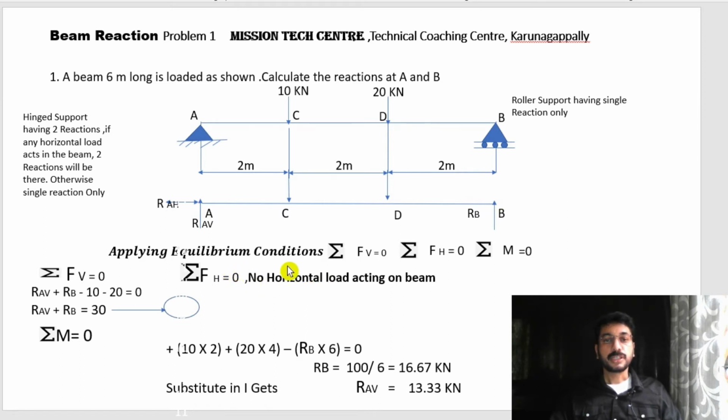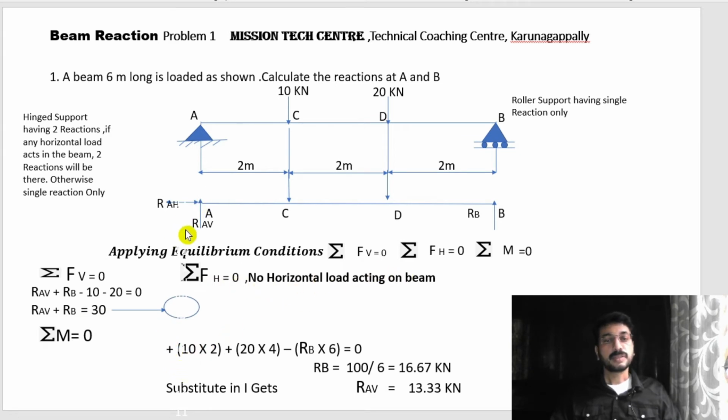Then applying equilibrium conditions, the sum of vertical forces along the y direction is equal to 0. The upward forces are considered as positive and the downward forces are taken as negative. Here RAV and RB are acting in the upward direction, taken as positive, and the 10 and 20 forces are taken as negative since they are acting in the downward direction. Then we get RAV plus RB is equal to 30. As we know, sigma FH is equal to 0, as there is no horizontal load acting on the beam.